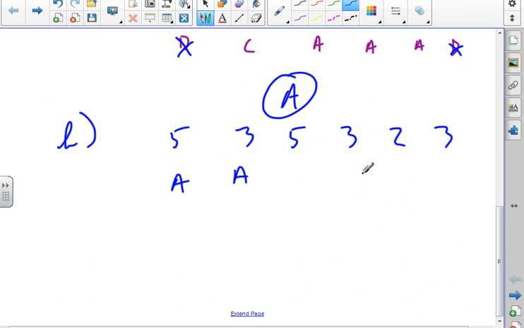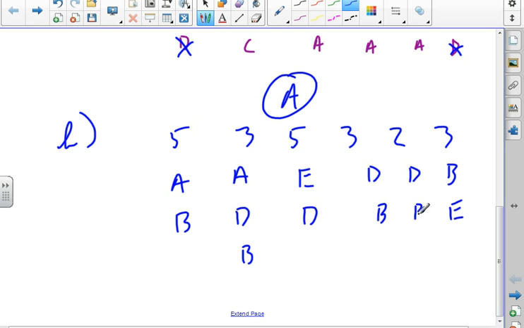A, D, D, B. Without C. B, D, E, E. Without C. B, D, B, B, A. E, D, D, A. E, A, C. E, E, B, A, E, D.